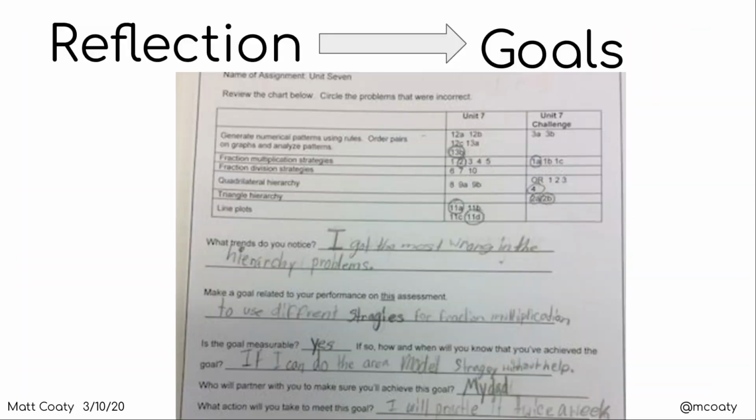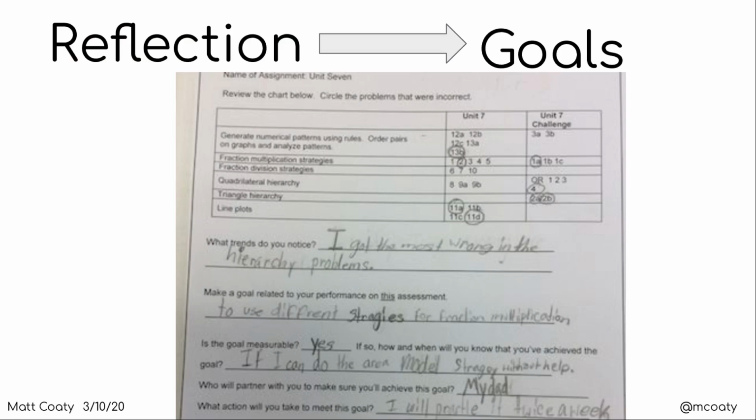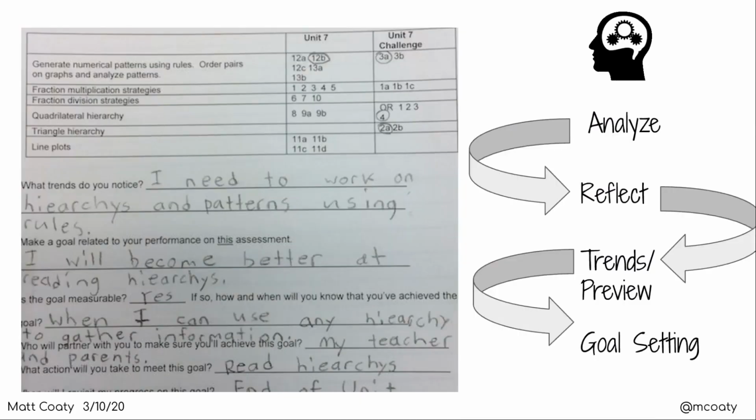And so we went ahead, and I'm going to go through the progress monitoring piece of that particular page in a little bit. But this is all about reflection moving to goals. This is the whole piece of students analyzing how they did, where the misconceptions might be or unknowns are, and then making goals based on that. So we're looking at analyzing, reflecting, looking at trends or preview, and then goal setting.